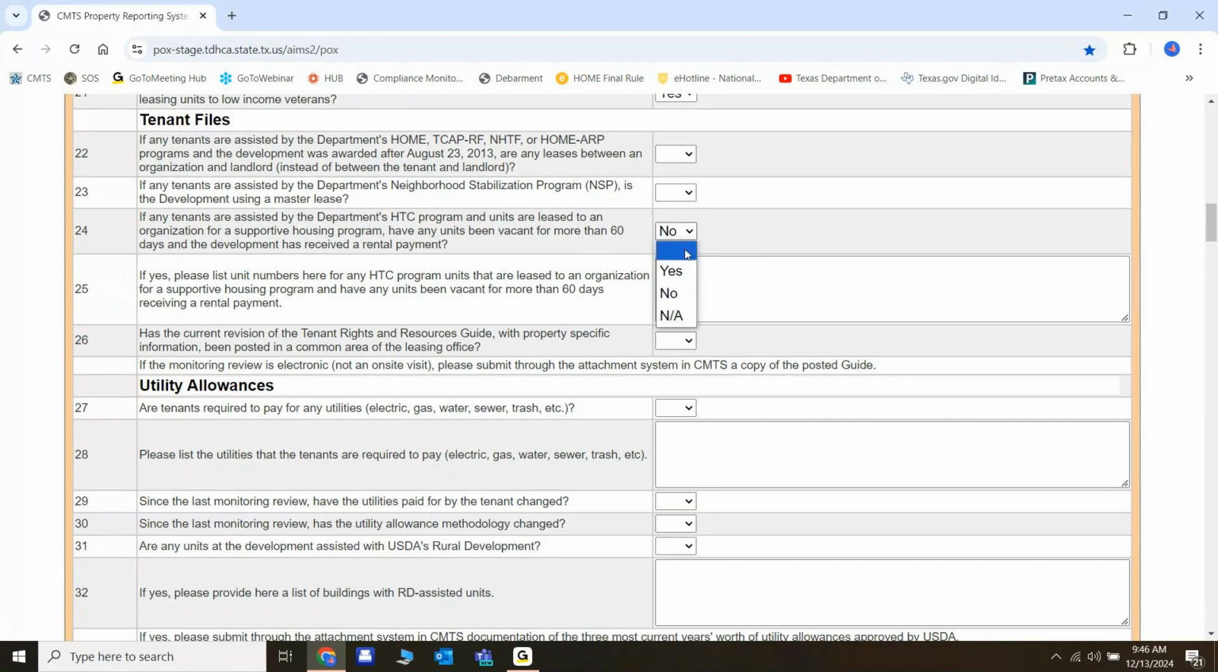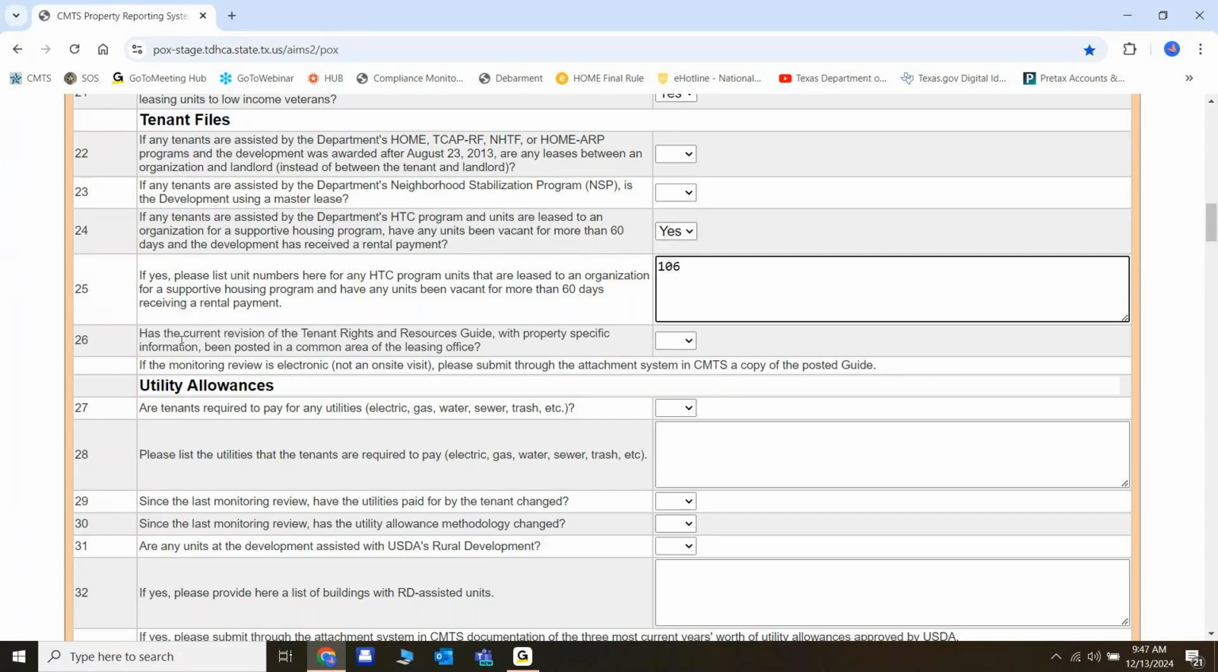If you do answer yes, that this is the situation, please list the unit numbers here that are leased to that organization for a supportive housing program that have been vacant for more than 60 days and you have received rental payments for them. So again, this is a text box. You can enter in any units, one unit, no units, however, but that's only if you answer yes there.